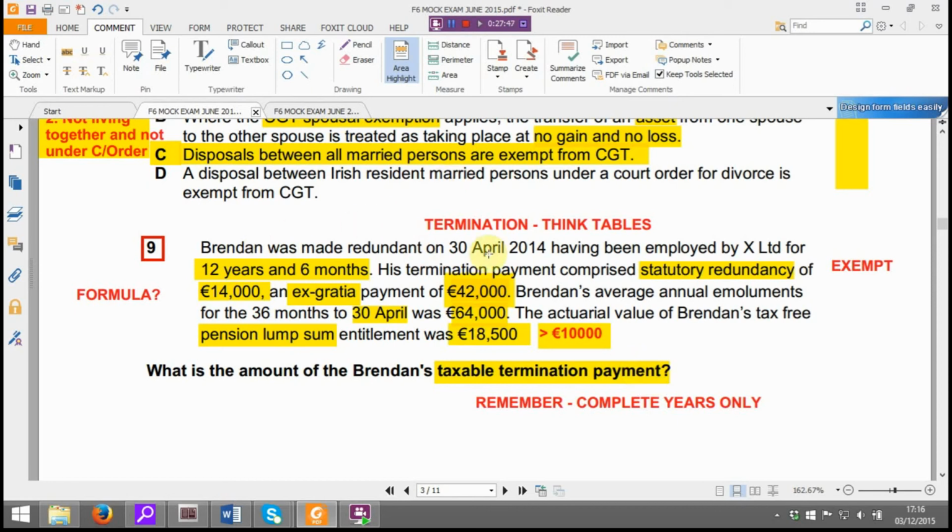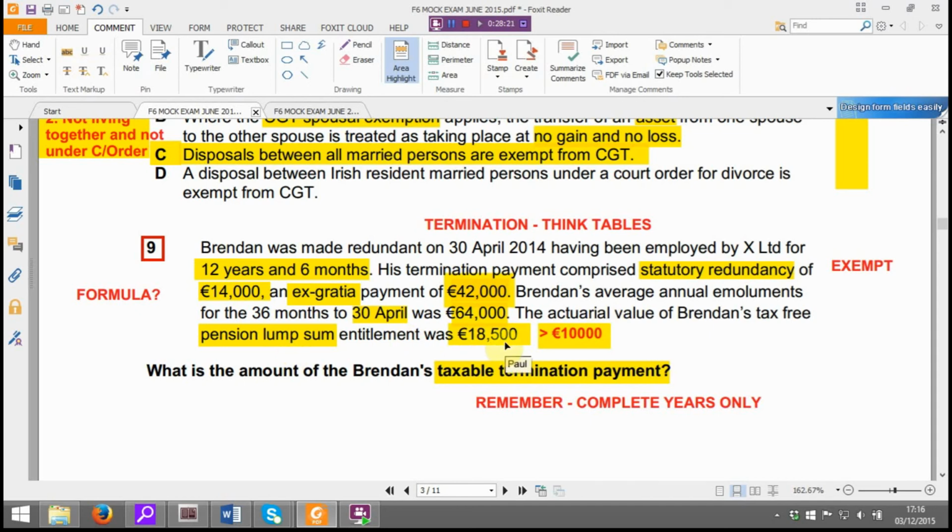We see that Brenda's made redundant partway through the year on 30th of April, employed for this period, and this is important, 12 years and indeed 6 months. Okay. Various payments provided to him: statutory redundancy, 14,000, ex gratia, that's an important word there, of 42. Then they give us the average annual emoluments for the 36 months to April being 64, and they give us the actuarial value of the pension lump sum being 18.5.